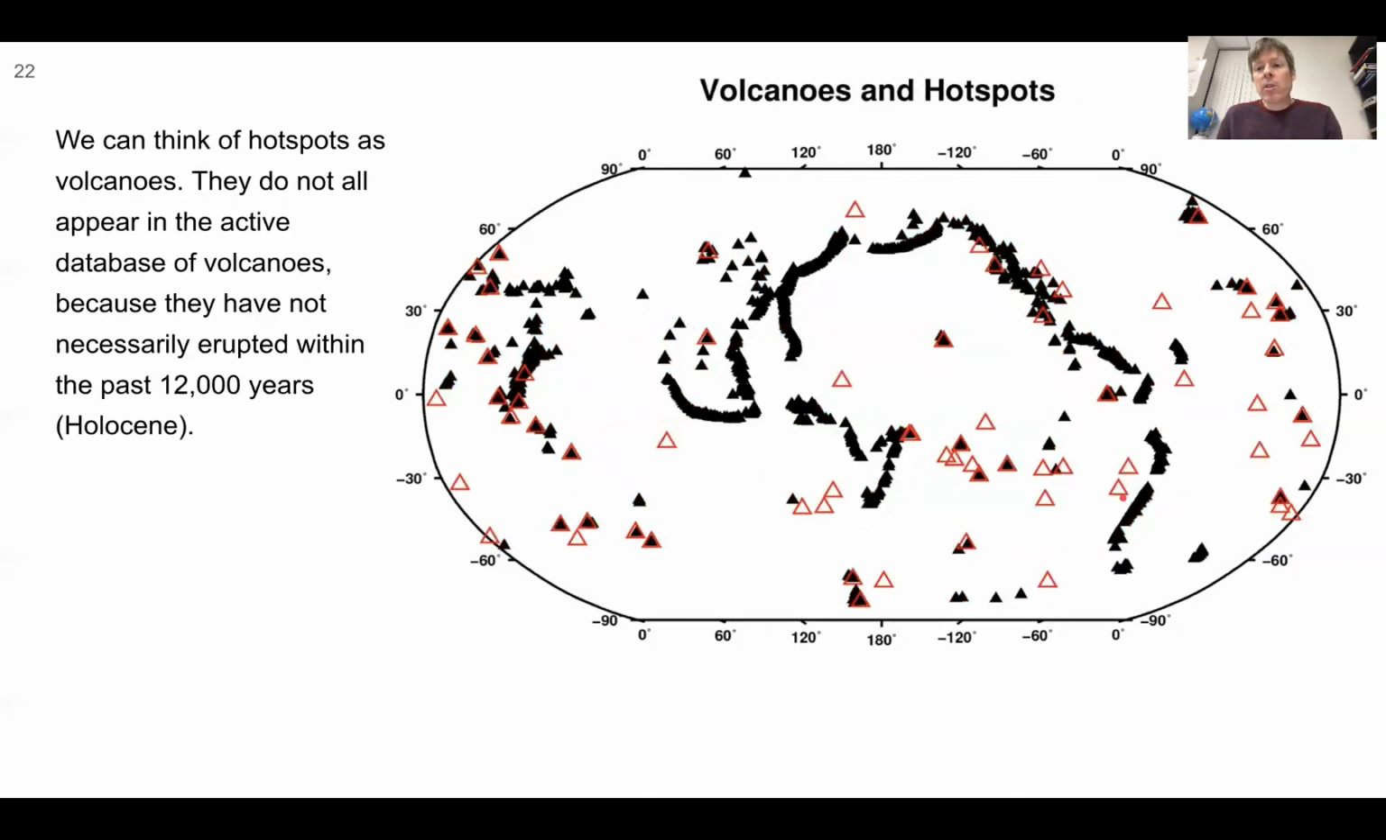If we look at volcanoes and hotspots, we can think of hotspots as volcanoes. They don't all appear in the active database of volcanoes, so you don't see a black triangle inside every red one. And the reason is just a difference in time scale. The black ones erupted in the past 12,000 years. Not all hotspots have had a volcano that erupted that recently. So these are important, but for us, we can think of them as volcanoes.